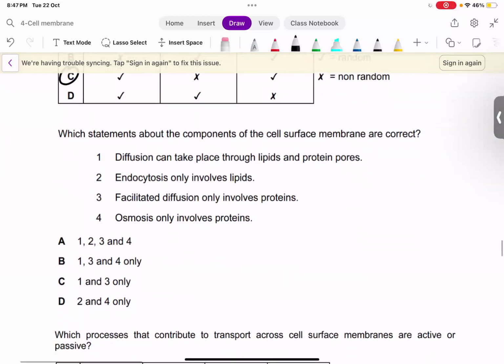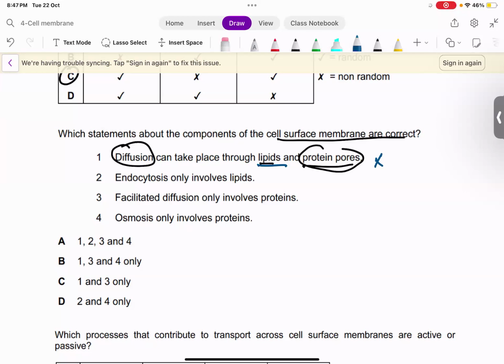Which statements about the components of cell surface membranes are correct? Diffusion can take place through lipids and protein pores. Through protein pores, it should be facilitated diffusion. I doubt this is a correct statement. Okay, the first part is correct: through the phospholipid bilayer, that may be fine.